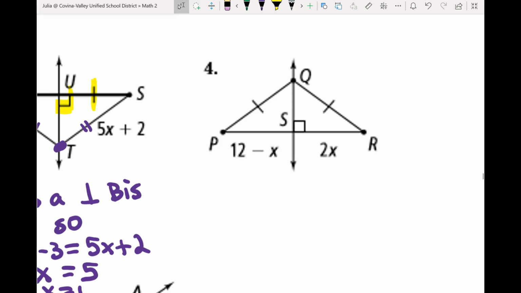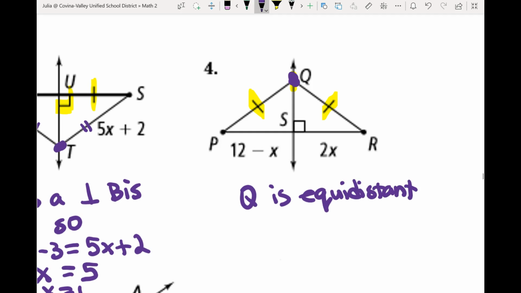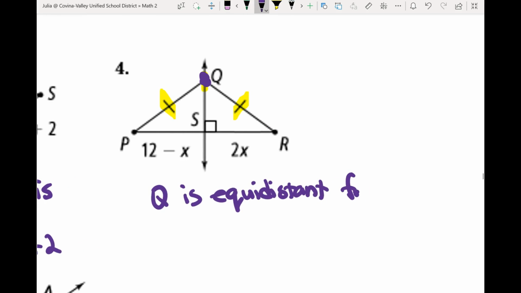Do you know it's a perpendicular bisector, or do you know that there's a point on that line that is equidistant to the two endpoints? Yep. QR and PQ are the same. That means Q is equidistant to the two different endpoints. I'm just going to say from the endpoints. So, since Q is equidistant from the endpoints, I know it has to be a perpendicular bisector.